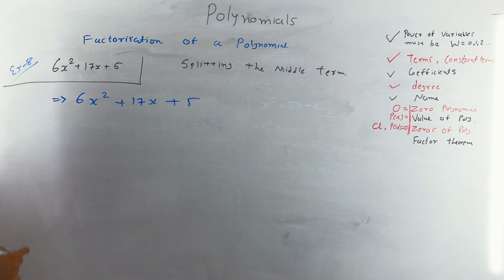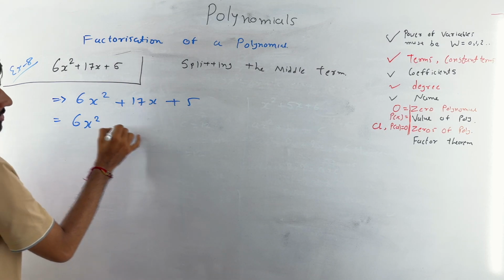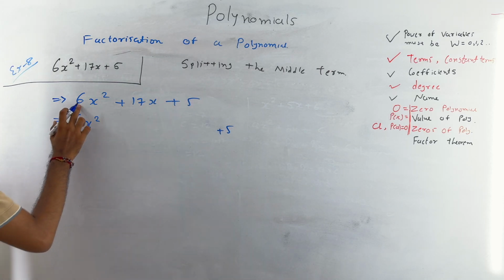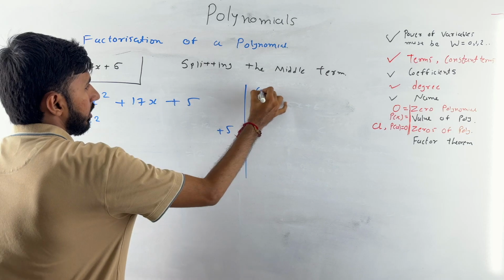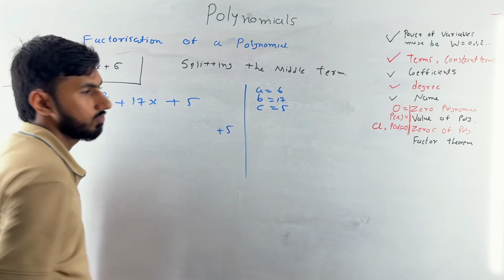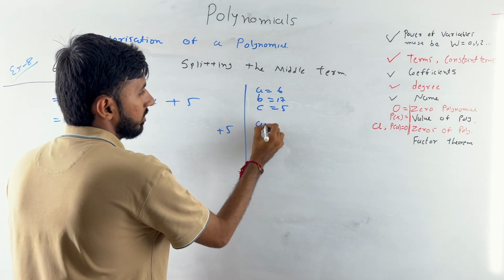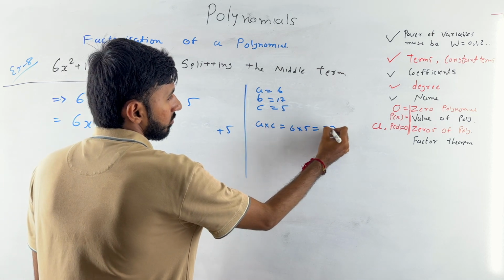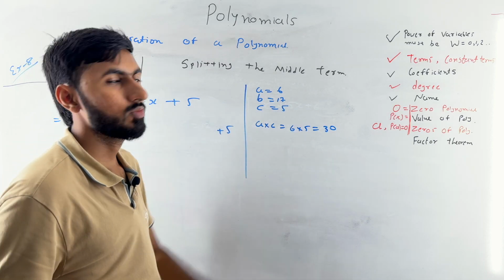To apply the splitting the middle term method, your first step is that your first and last term will be the same as it is. Now here you have a equal to 6, b equal to 17, c equal to 5, right? So the first step will be a multiply c. A multiply c, that is 6 multiplied by 5, is equal to 30. Now write factors of 30.